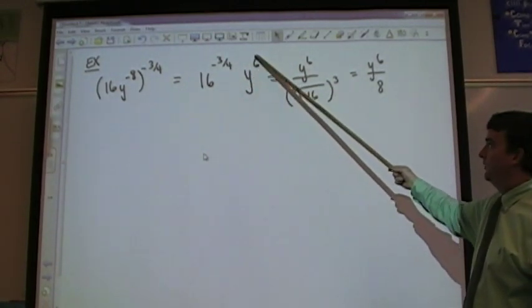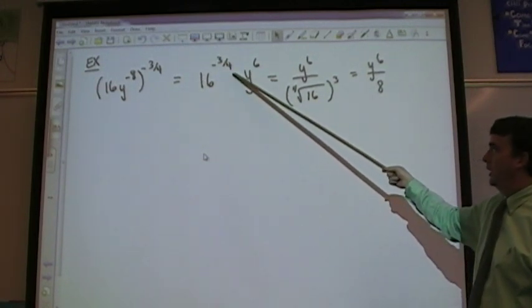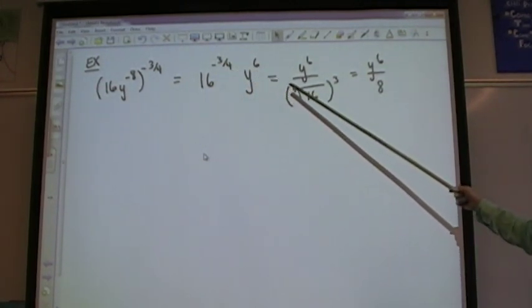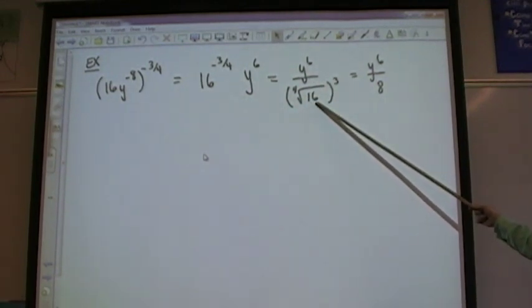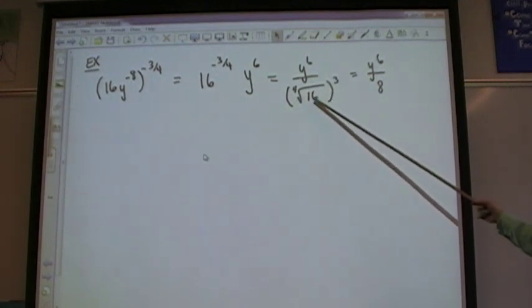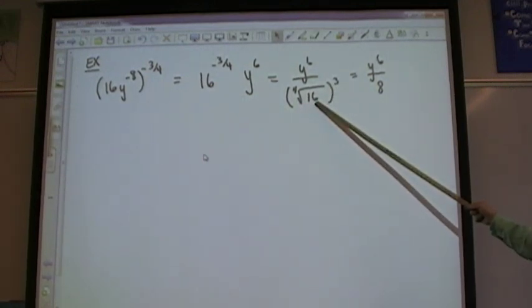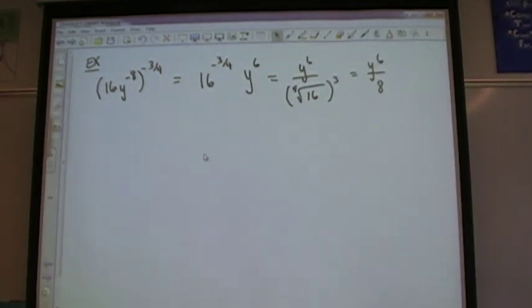Now that's fine. We're good right here, but we need to simplify this. Make the exponent positive by taking it down to the bottom and changing it to radical form. 4th root of 16 cubed. The 4th root of 16 is 2. 2 cubed is 8. So there's your final answer. Good? So what's the 4th root of 16 again? 4th root of 16 is 2.